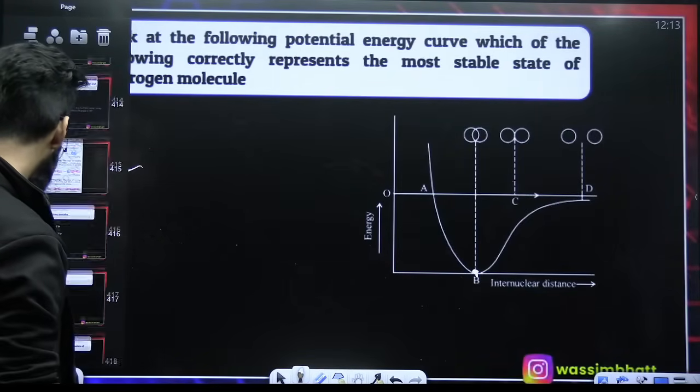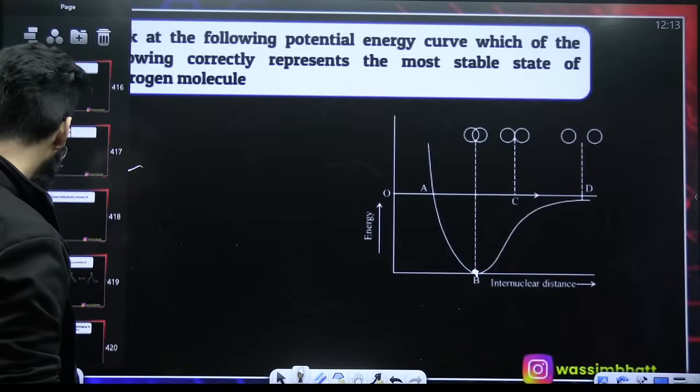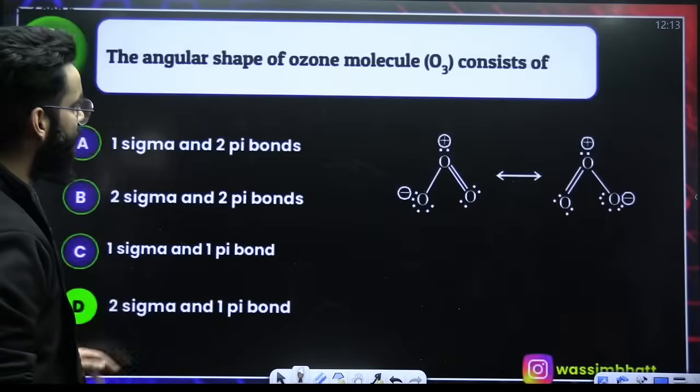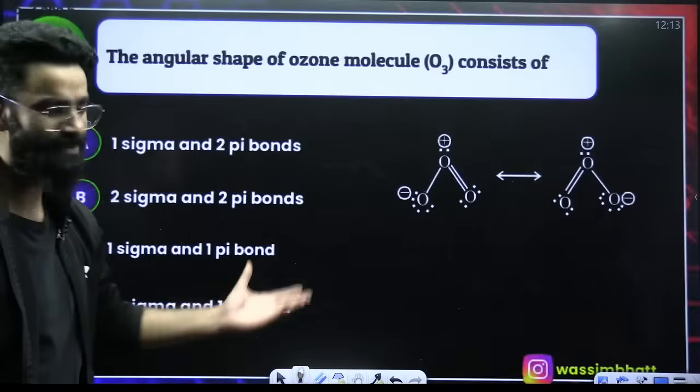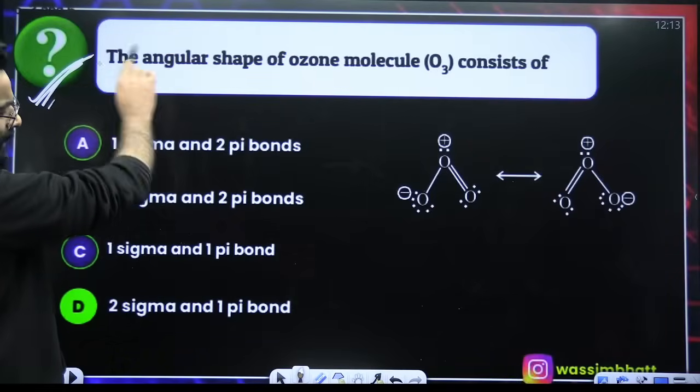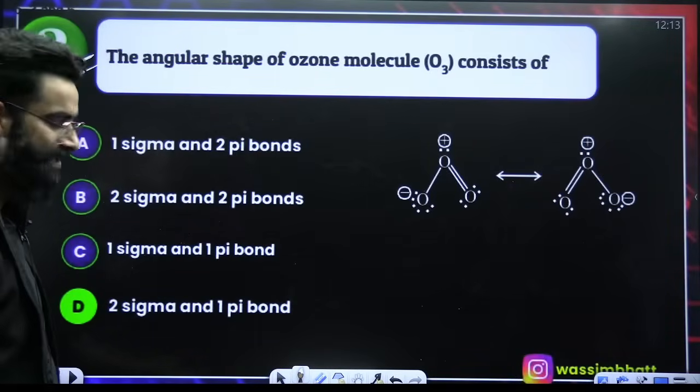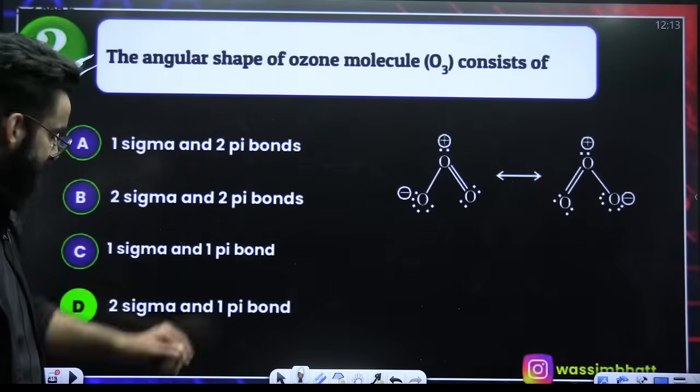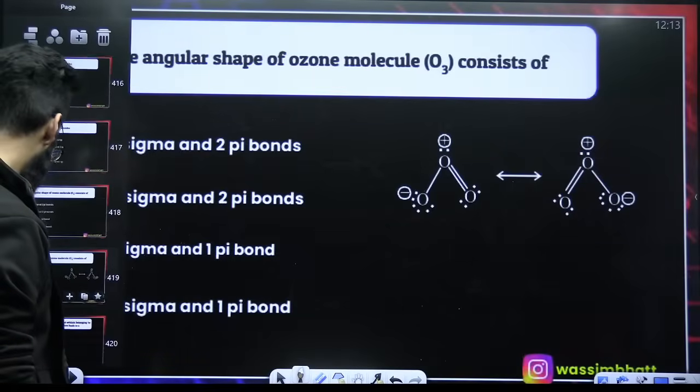Where do I get more questions from bonding? I think bonding is all about it, right? Achha, one more. O3 molecule, the number of sigma and pi. This has been frequently asked, okay? In case of O3 molecule, how many sigmas are there? How many pi are there? Remember this one. There are 2 sigma and 1 pi bond in O3.